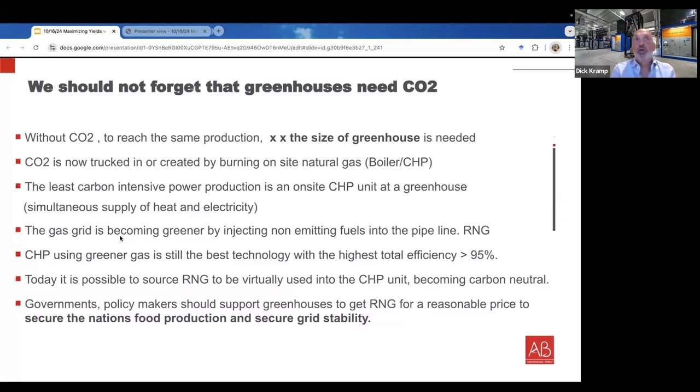Today it's possible to source RNG to be virtually used in the CHP unit, to become carbon neutral. But as I said, RNG is still extremely expensive, like green electricity is extremely expensive. Governments and policymakers should support greenhouses to get RNG for a reasonable price, to secure a nation's food production and to secure grid stability. Next slide.